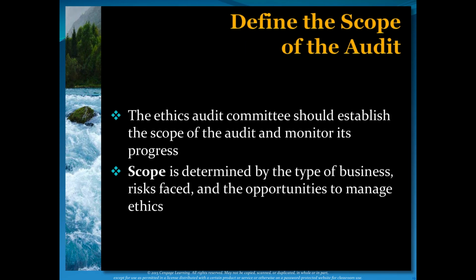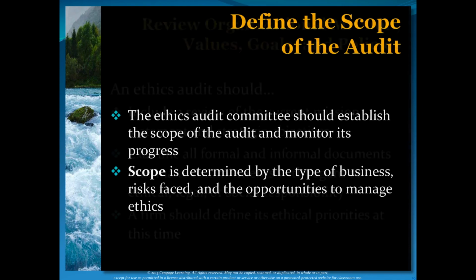Next, we want to define the scope of the audit. The Ethics Audit Committee should establish the scope of the audit and monitor its progress to ensure that it stays on track. And the scope depends on the type of business, the risks faced by the firm, and available opportunities to manage ethics. This step includes defining key subject matter or risk areas that are important to the ethics audit, as well as the basis on which they should be assessed.